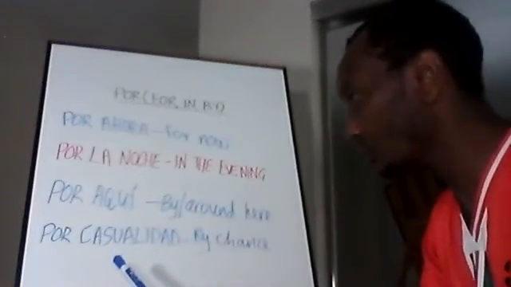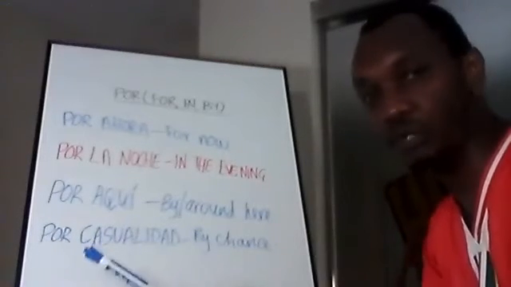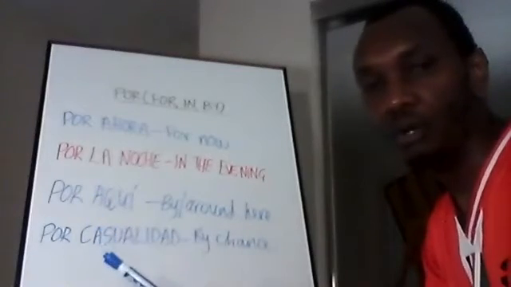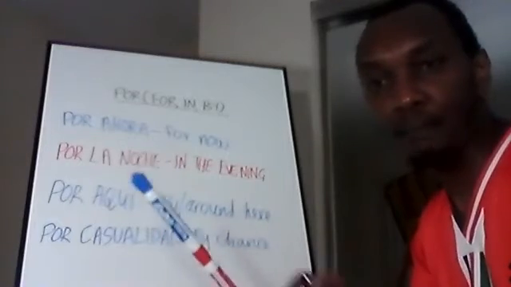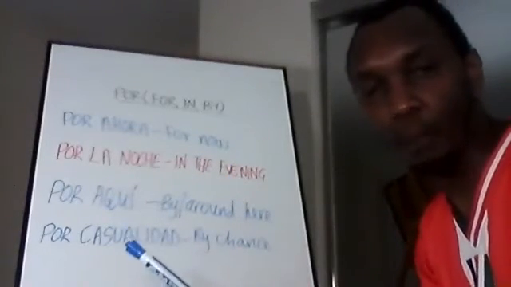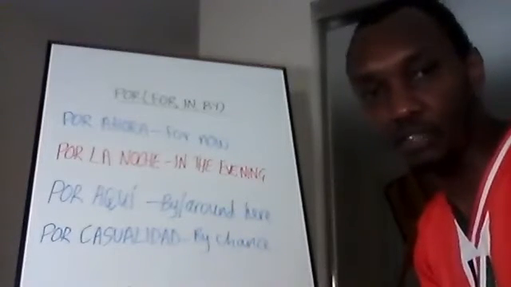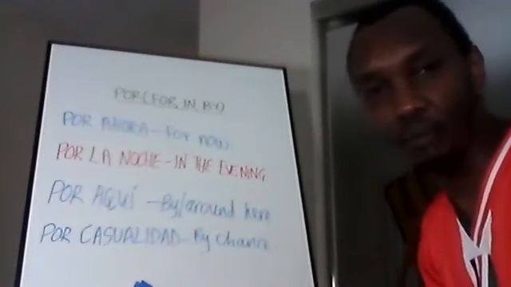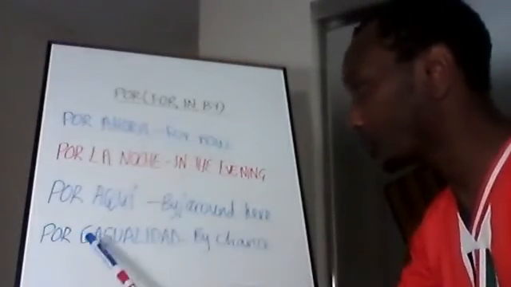And finally, for this lesson, por casualidad means by chance, like when something happens by chance. It's the way you can ask somebody, do you have a pen in your pocket? By chance, would you happen to have a pen in your pocket? Or you can say in Spanish, por casualidad, tiene este libro, by chance, do you have this book? So that's the other use of the preposition por. Por casualidad means by chance.